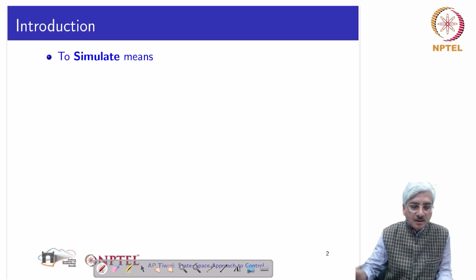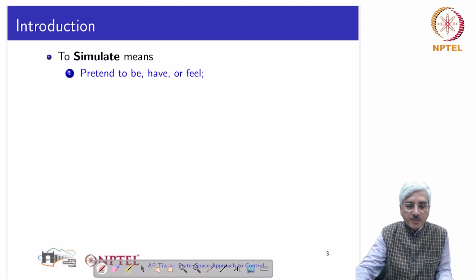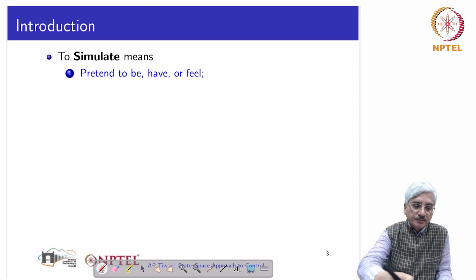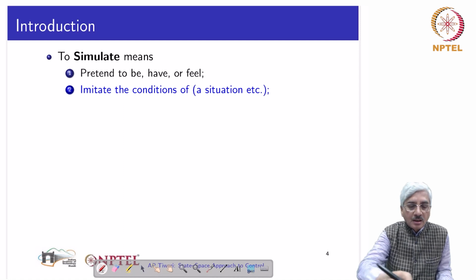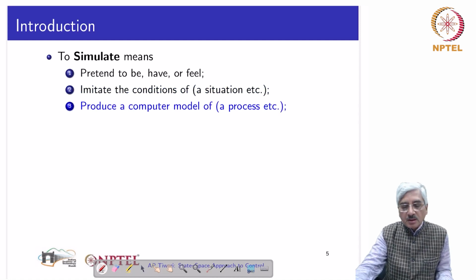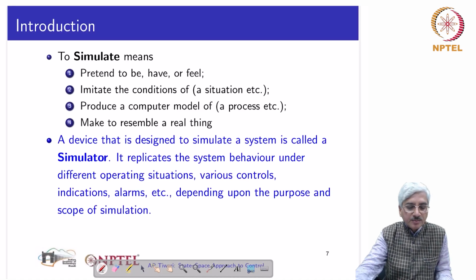So we go ahead. The dictionary meaning of simulation means to pretend to be, have or feel, imitate the conditions of a situation, etc. Produce a computer model of a process or a physical entity, make or resemble a real thing, make a resembling thing to a real thing. These are all the various meanings of simulation, and by simulator we mean a device that is designed to simulate a system.